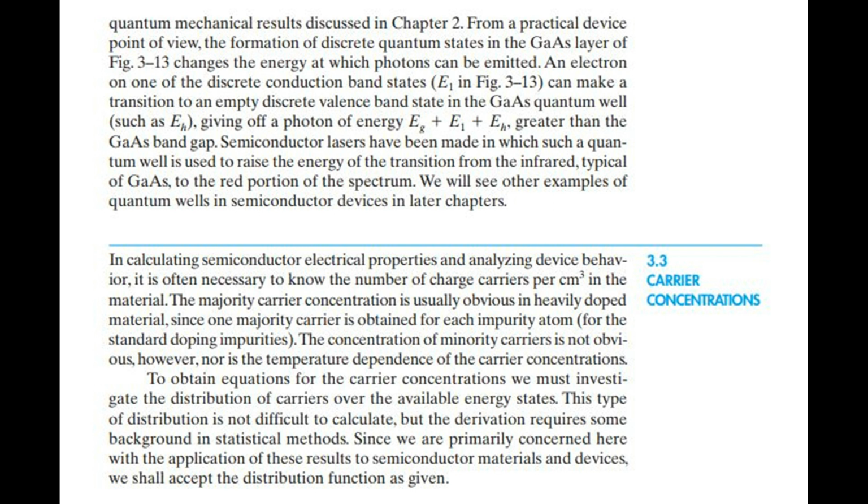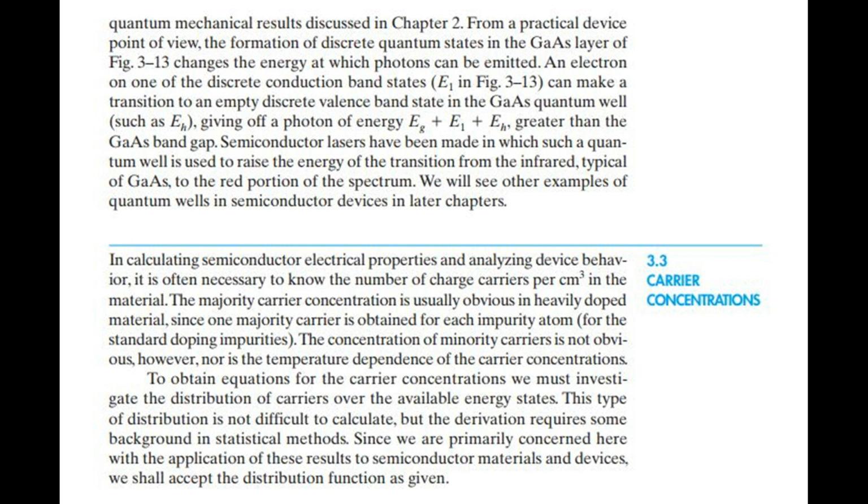In calculating semiconductor electrical properties and analyzing device behavior, it is often necessary to know the number of charge carriers per cm3 in the material. The majority carrier concentration is usually obvious in heavily doped material, since one majority carrier is obtained for each impurity atom, for the standard doping impurities. The concentration of minority carriers is not obvious, however, nor is the temperature dependence of the carrier concentrations.